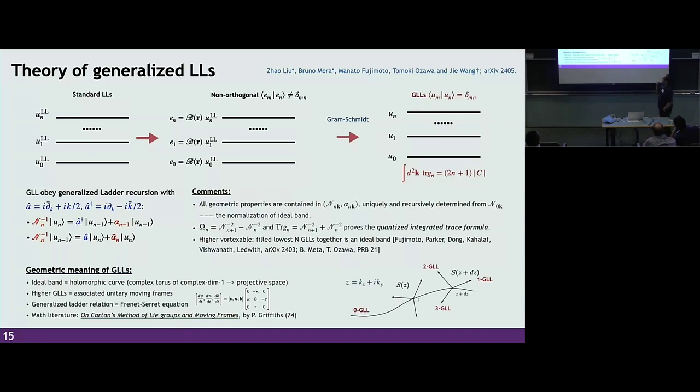So let me summarize the geometric meaning of the generalized Landau levels. We can regard the ideal band as a holomorphic curve. By saying it's a curve, it essentially means that it's a mapping from the complex torus, which is of complex dimension one, to the projective space. The generalized higher Landau levels can be regarded as the unitary moving frames, like velocity and acceleration, along this curve. The Frenet-Serret equation that describes the dependence of the moving frame is the geometric meaning of the generalized Landau level recursions. In fact, the moving frame and holomorphic curves were studied in the mathematical literature in the 1970s.